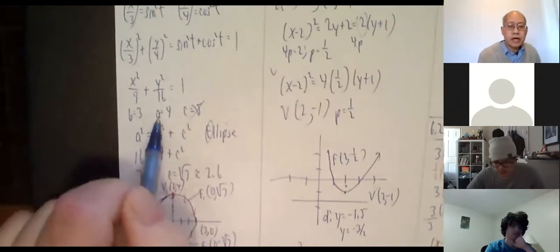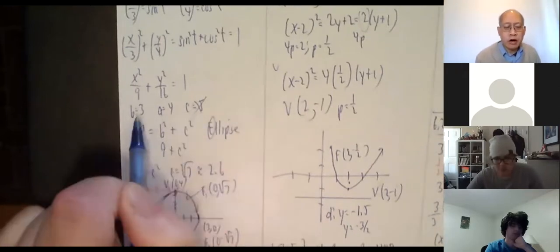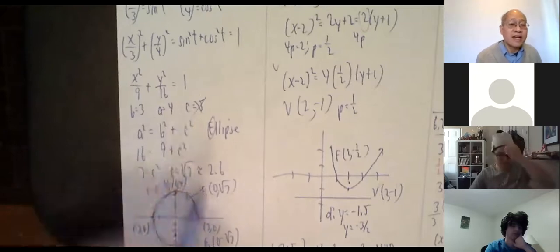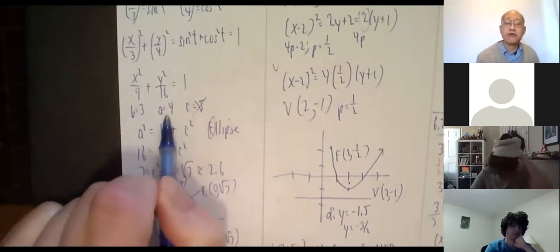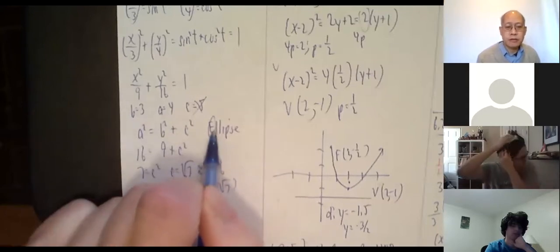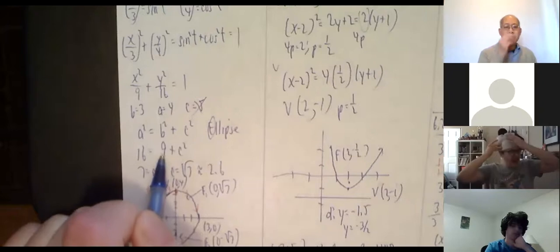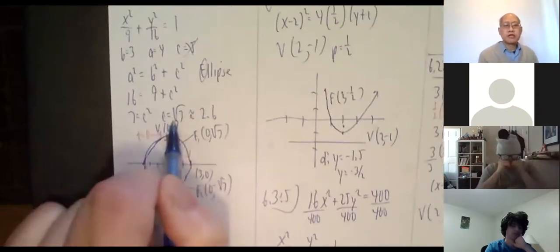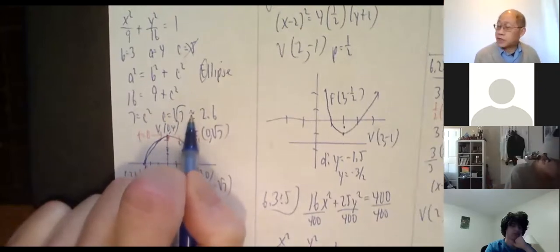So b is 3, a is 4. Here's the case where you have to watch out. What I wrote before is you might automatically think, oh yeah, 3, 4, 5. Not in this case. This is not a 3, 4, 5 because a is the largest number for the ellipse. A squared equals b squared plus c squared for the ellipse. Okay, so a squared is 16, b squared is 9, subtract 9, 7 is c squared, c is radical 7, which is about 2.6. Okay, so this is not a 3, 4, 5.